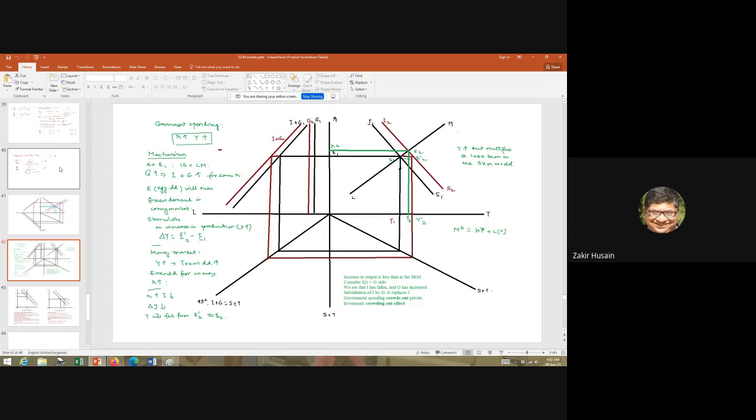rate of interest. We also pointed out that there will be a crowding out effect because the increase in government spending is accompanied by a reduction in private investment. Private investment goes down because rate of interest has gone up. So this substitution of government spending for private investment is called crowding out effect.